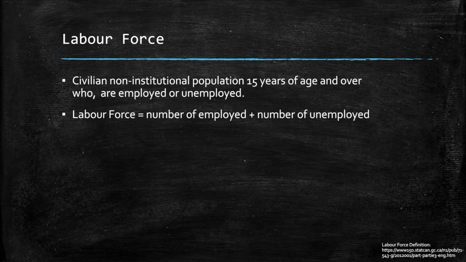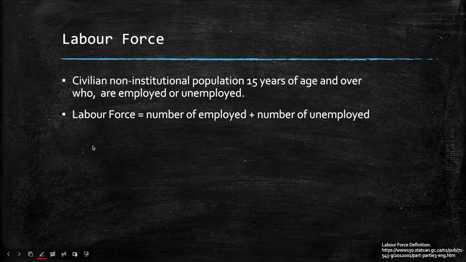So the first thing that we're going to be looking at is the labor force. Now this is the civilian non-institutional population 15 years of age and over who are employed or unemployed. So in simpler words, it's pretty much everyone who is over the age of 15 years old and they are either employed or unemployed. So it is calculated by the number of employed plus the number of unemployed.